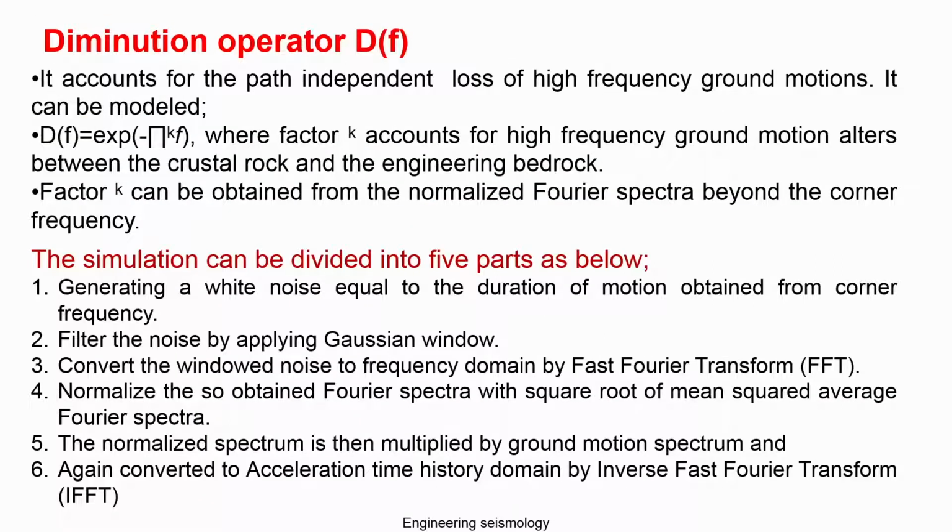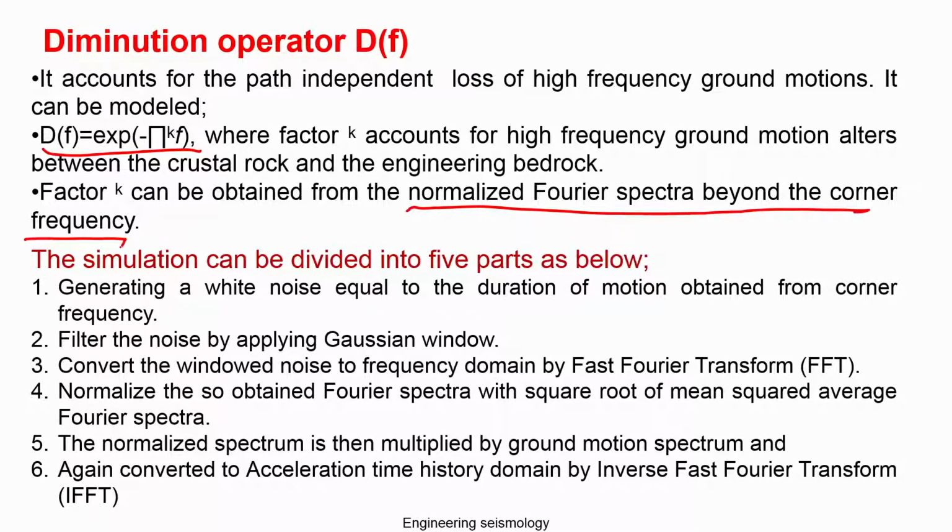The diminution factor operator DF accounts for the path dependent loss of high energy ground motion. It can be modeled using this function, where the factor K accounts for the high frequency ground motion alteration between the crustal rock and the engineering bedrock. Factor K can be obtained by normalizing the Fourier spectrum beyond the corner frequency.